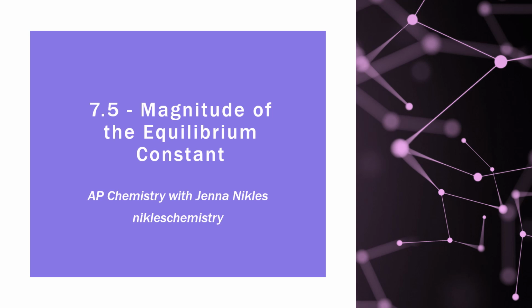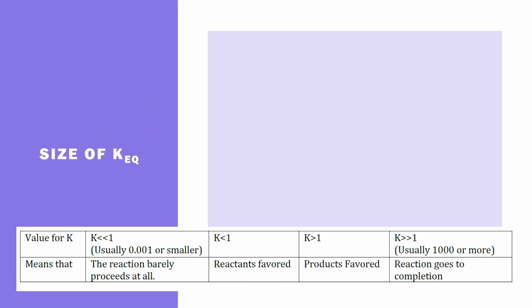Hello, today we're going to talk about the magnitude of the equilibrium constant. So remember that in your equilibrium constant expression, you always put the products on the top and the reactants on the bottom. So if you're looking at the value of K, when K is greater than 1, that means you have more products because you have more on the top of that ratio. Then if you have more reactants, you'll wind up with a value of K that is less than 1. You have more on the bottom of the fraction.